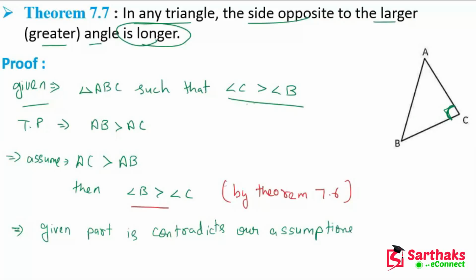So we can say that AB is greater than AC. Hence proof. I hope you understand this. This is theorem 7.7, and this is the proof of this theorem. I hope you get this point. So now let's move on.